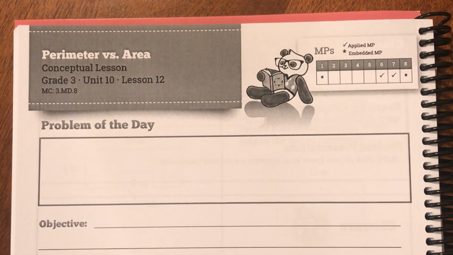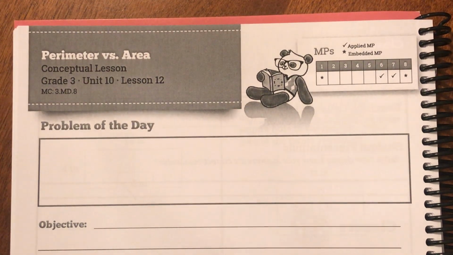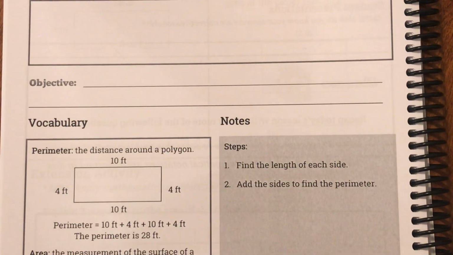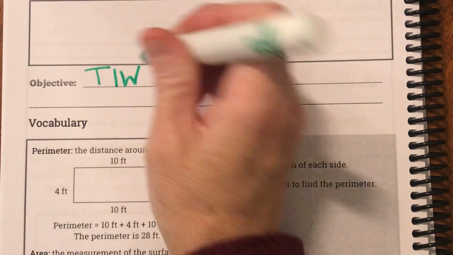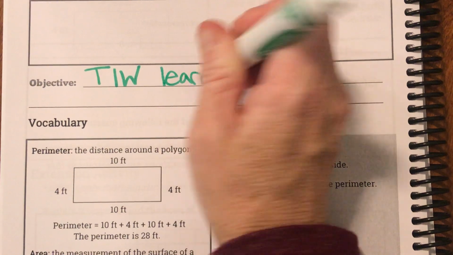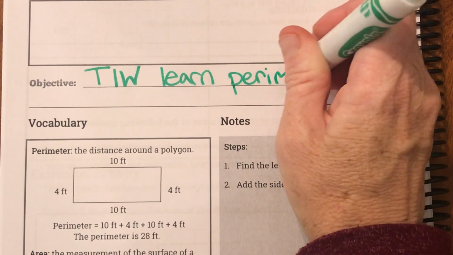Today we are going to continue learning about area and practicing area, but we're going to be adding something new to it called perimeter. So our objective for the day, or our goal for the day, is: today I will learn perimeter.